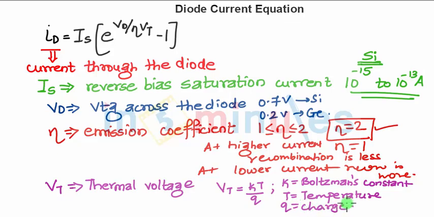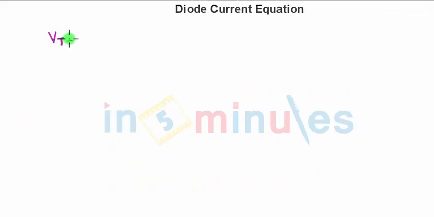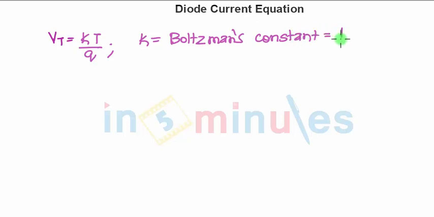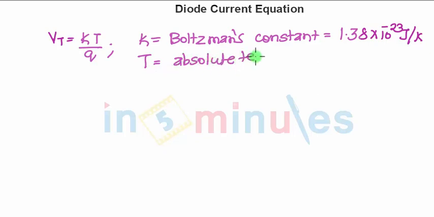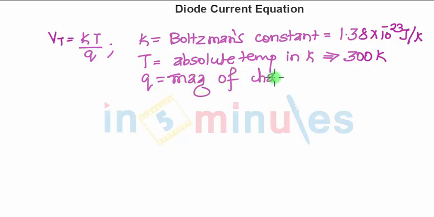Now how to calculate the value of VT? VT can be calculated as KT by Q. K is the Boltzmann constant, and its value is taken as 1.38 into 10 raised to minus 23 joules per Kelvin. T is the absolute temperature in Kelvin, taken as 300 Kelvin if not given. Q is the magnitude of charge, which everyone knows is 1.6 into 10 raised to minus 19 coulomb.